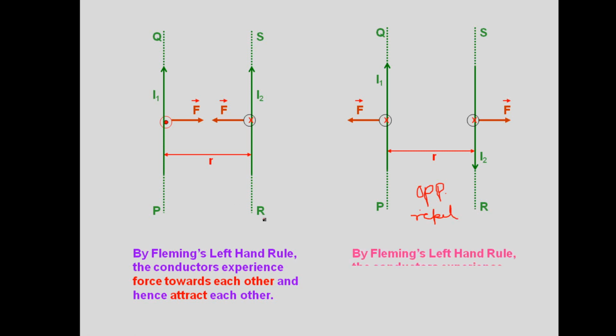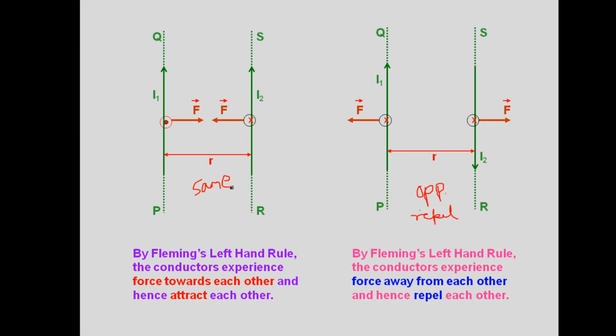And if the direction of current in the two parallel wires is the same, then they have a tendency to attract each other. In this way we can remember the concept: the same direction of current gives an attractive force between two parallel wires, and the opposite direction of current gives a repulsive force. So let's move to the next.